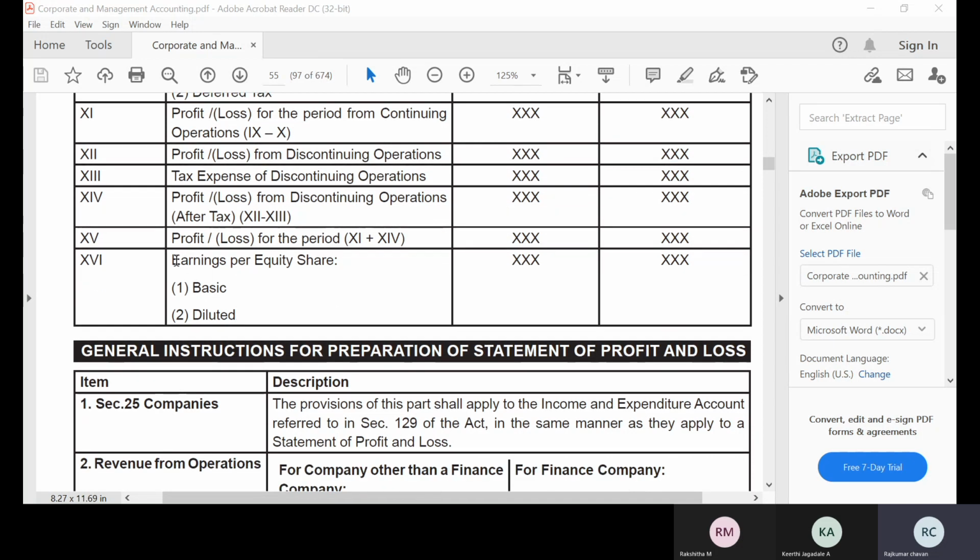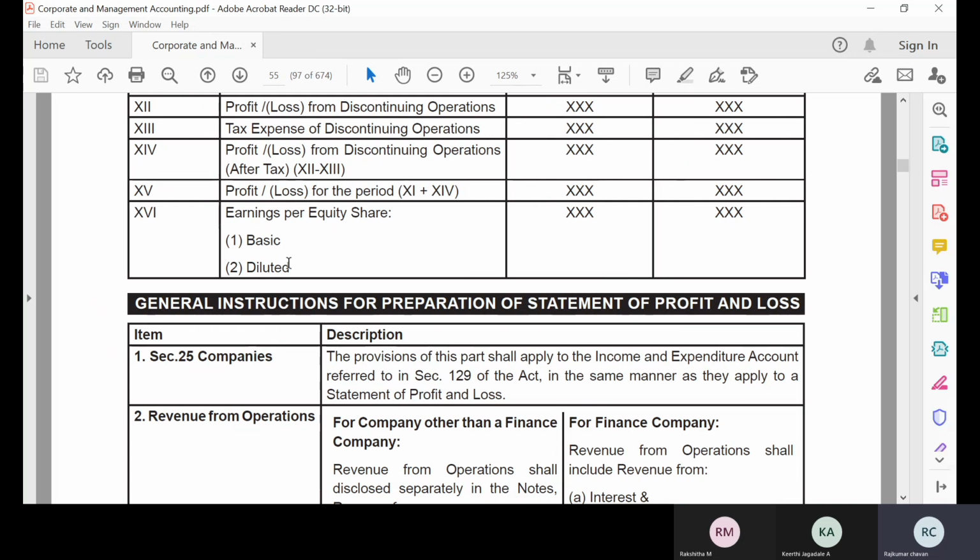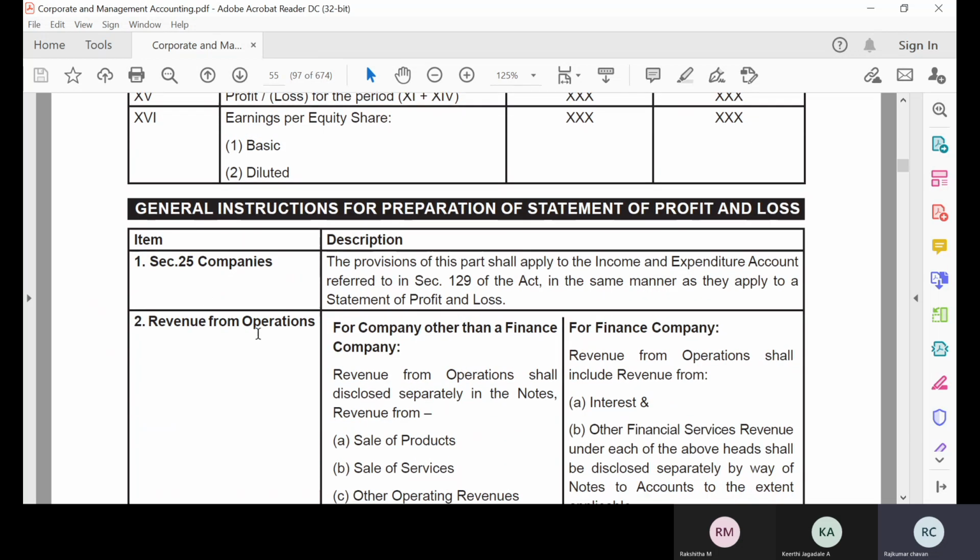And finally, we calculate the earnings per equity share. This is called earnings per share, or earnings per equity share. What is an EPS basically? It is nothing but earnings per share. There are two types of earnings per share: one is called basic and one is called diluted. That we will see later on. Usually, how we calculate earnings per share: the profit or loss, the net income, divided by the number of equity shares, you will get the basic. That is called earnings per share.